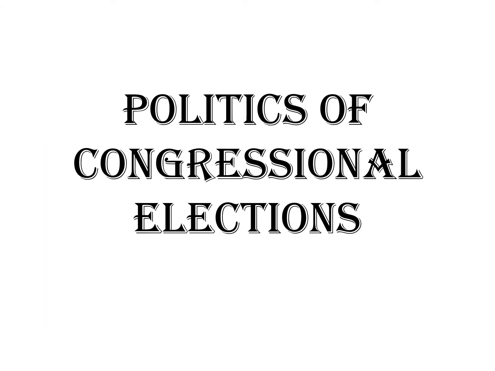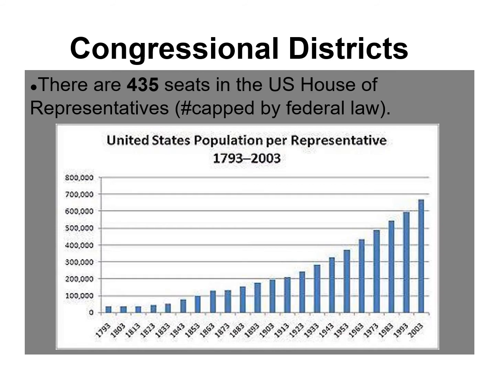Okay, so let's look at the politics of elections. And then you're thinking, wow, that politics of elections, isn't that redundant? No, I mean, let's look at the political process of getting these individuals into office. So on your note-taking guide, number 3, congressional districts, the number of seats in the House of Representatives is capped at 435, and it is capped by federal law.